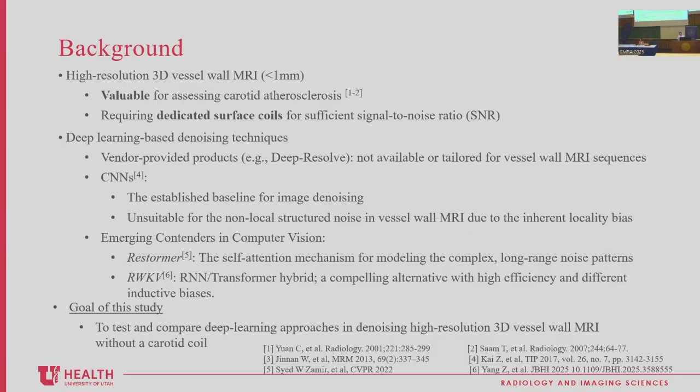And this is basically an evaluation of what's available out there. On the Siemens scanner, there's this so-called Deep Resolve. And then there are also CNN-based networks. There were some other computer vision-based networks listed here. We looked at all of these together to see which one may actually be useful for carotids.